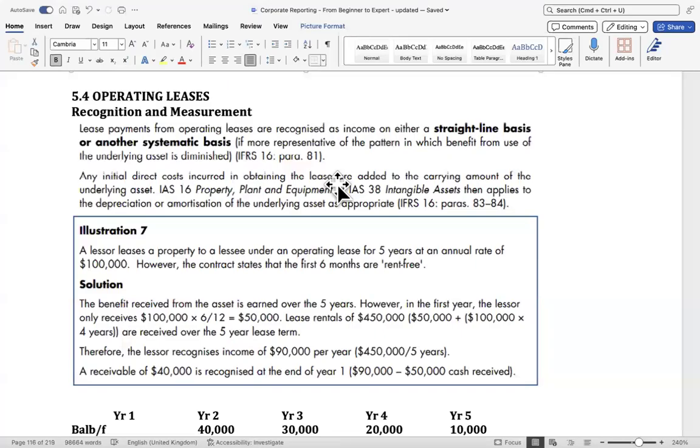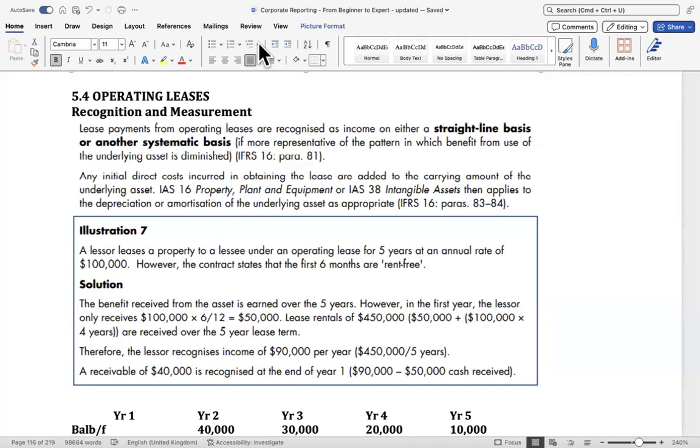Operating lease is that we haven't transferred risk and reward. So the lessor will have no business recognizing the asset. The asset remains in his books, so nothing touches it. All that happens is that he has conveyed the right to use the asset to another party who pays him a consideration, lease income. So that lease income is what we just recognize in our P&L as we get it.